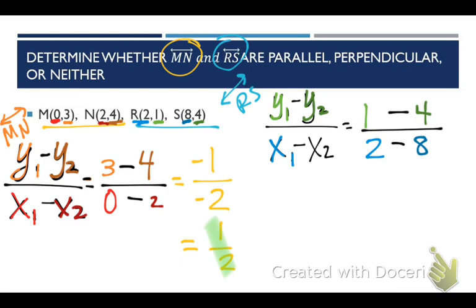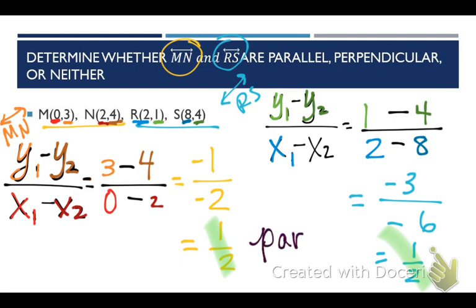All right, so now we just do the math. 1 minus 4 is -3. 2 minus 8 is -6. Does this reduce? It does to positive 1/2. So then compare them. We have 1/2 and 1/2. They're the same slope. So what is my answer? We have parallel lines. So you just write the word parallel. Parallel.